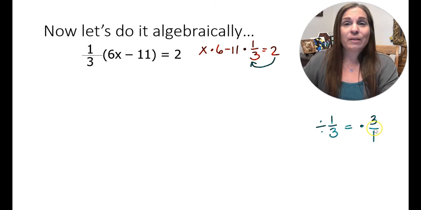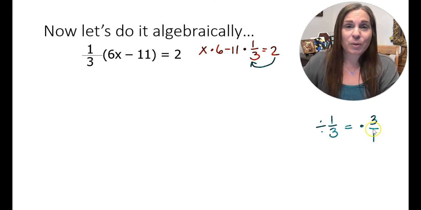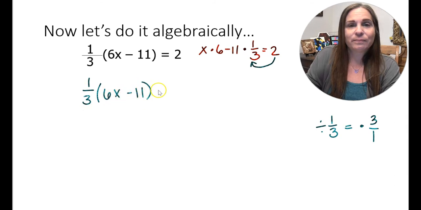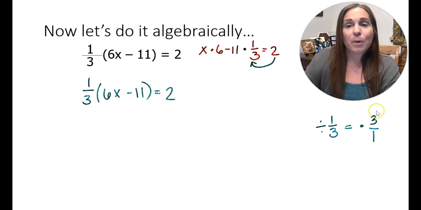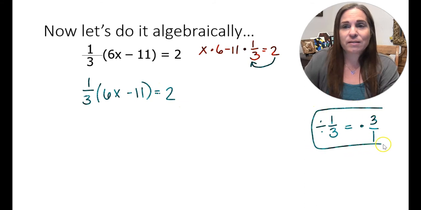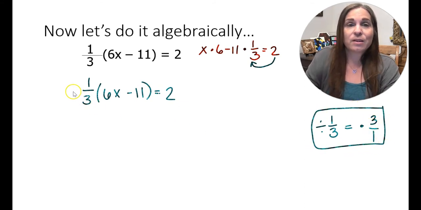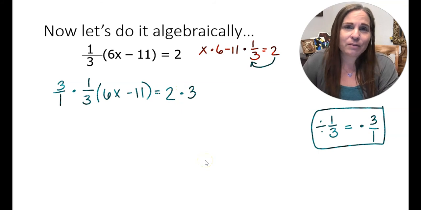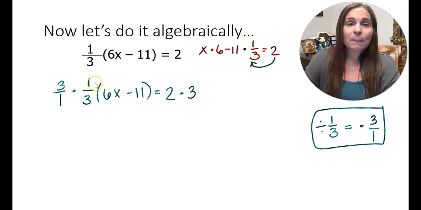So I'm going to do that on both sides of my equation first. Actually, I'm going to rewrite it down here so that I have a little more room. And then I'm going to multiply. I'm going to do this on both sides. So I'm going to multiply by 3 over 1. And here I'm just going to multiply by 3. I could write 3 over 1, but it's not really necessary, right? I don't really need it.